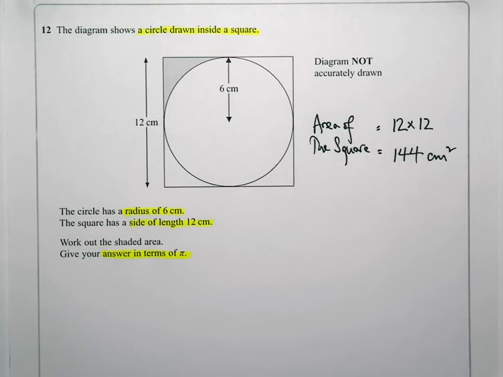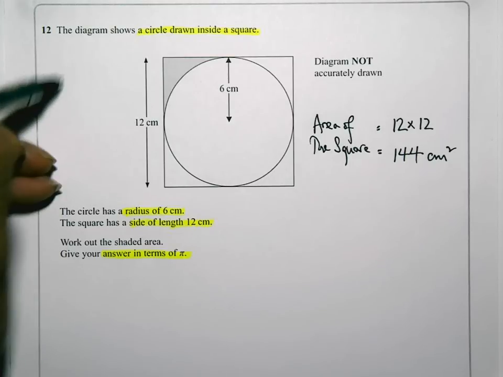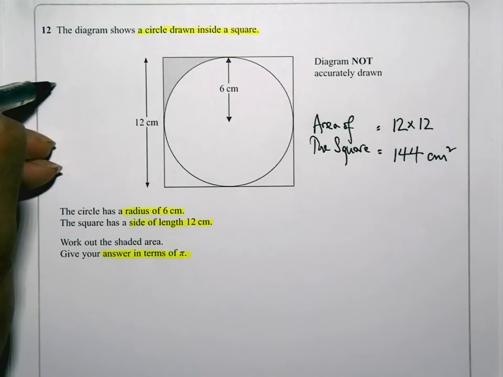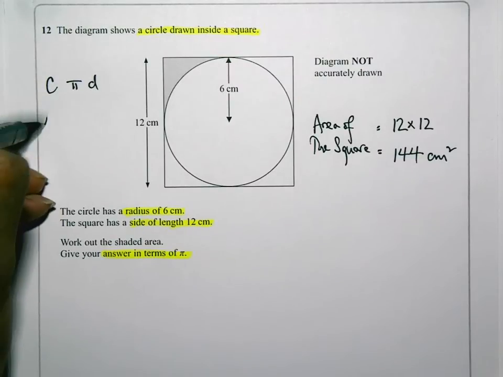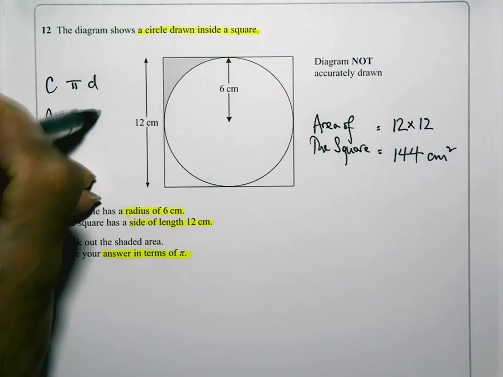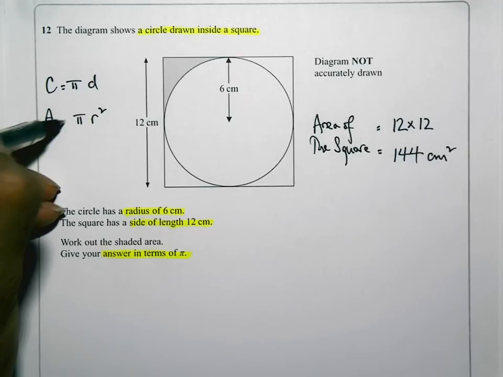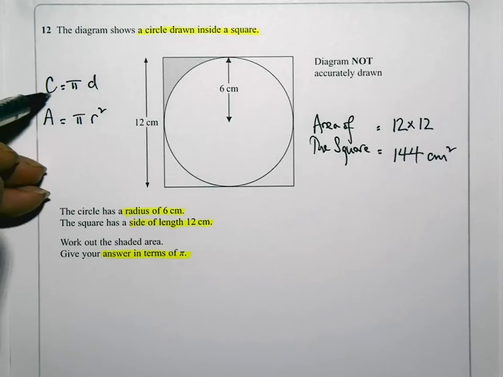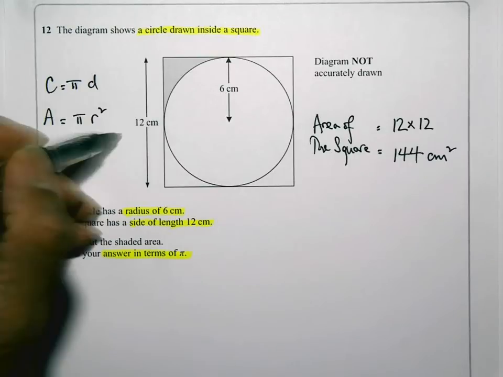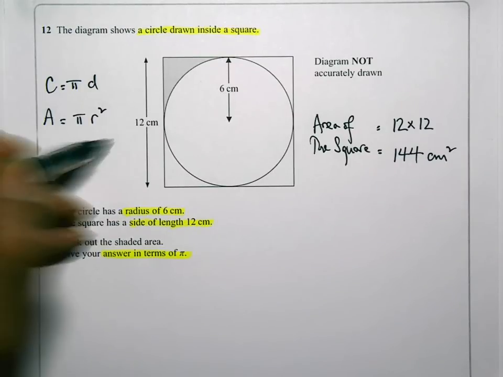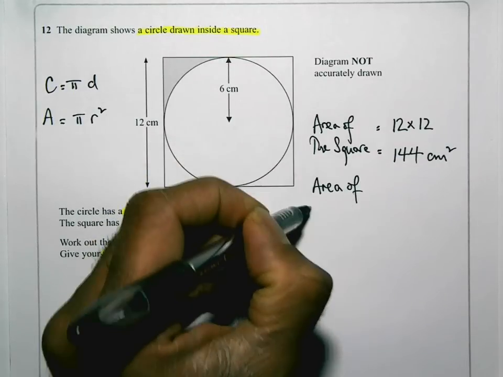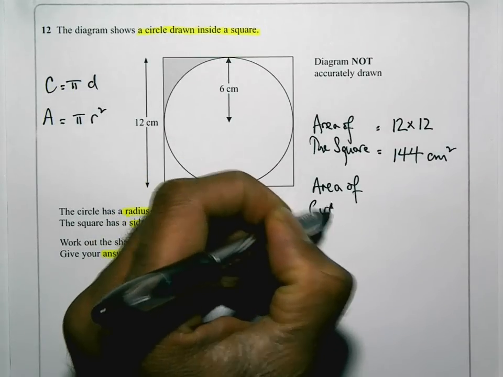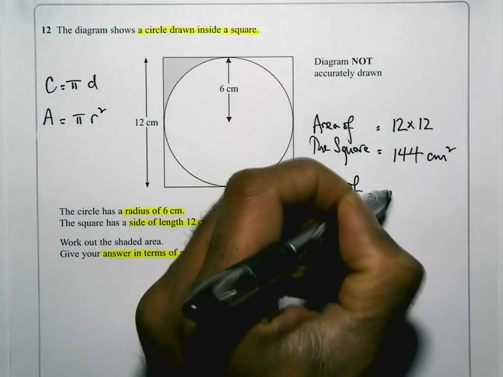Now you need to remember area and circumference of circle, and hopefully the phrase cherry pie is delicious, apple pies are too. Hopefully that helps you to remember the formula for circumference and area of circle. Area of a circle is pi r squared. So area of circle is pi times the radius squared.